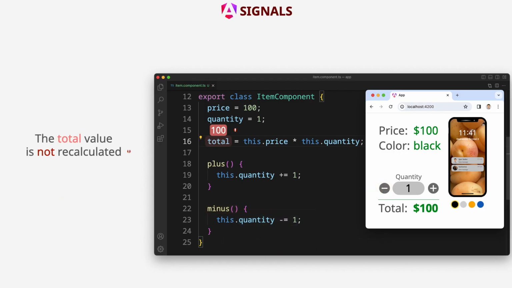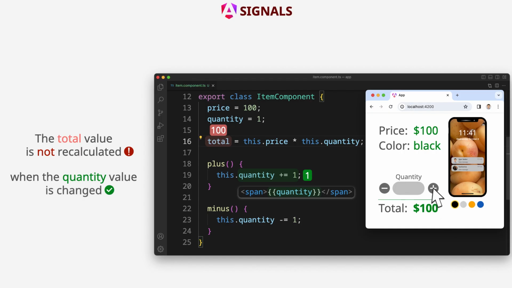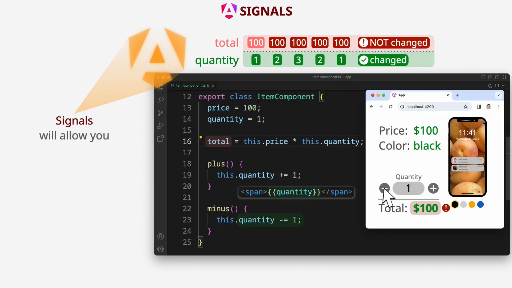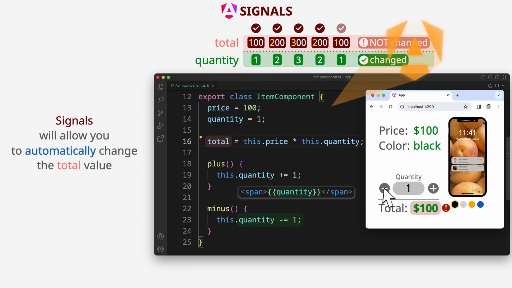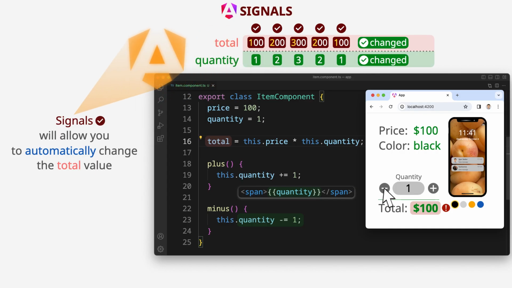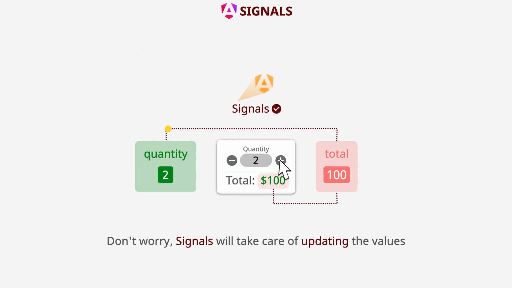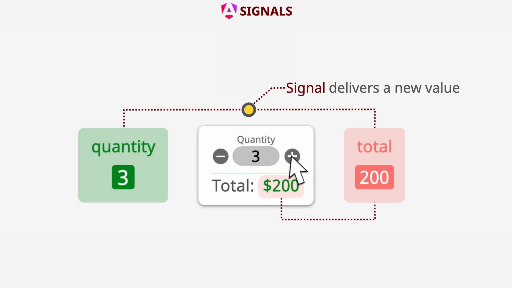The total value is not recalculated when the quantity value is changed. Signals will allow you to automatically change the total value. Don't worry, Signals will take care of updating the values. The signal delivers a new value.